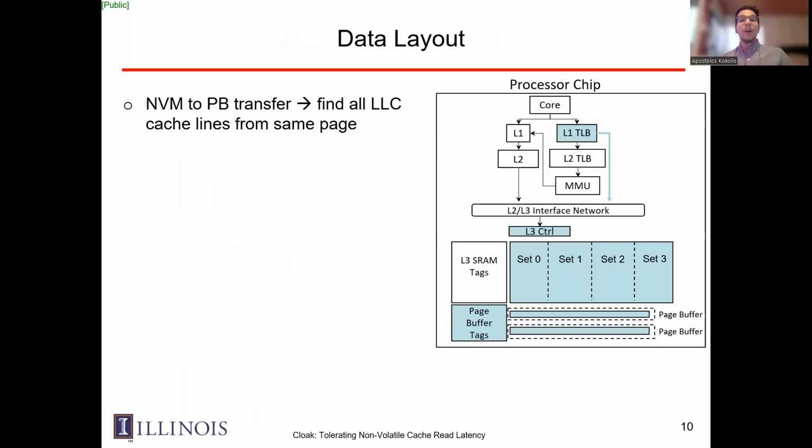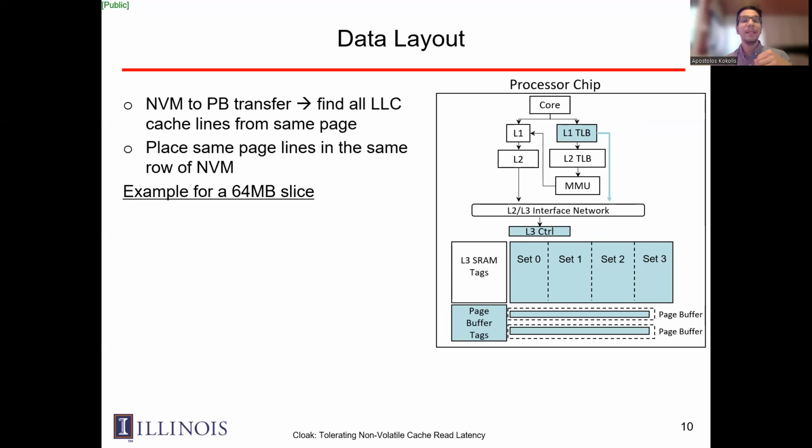Now, copying the cast lines of a page from the LLC to a page buffer requires finding all the NVM resident lines of that page. This means that we need to search the LLC and find all the cast lines of this page. But to avoid these massive LLC tag lookups and NVM cache read operations, we will change the data layout for the LLC. We want a layout that places the same page cache lines in the same physical row of the NVM. Imagine an example where we have a 64 megabyte cache slice.